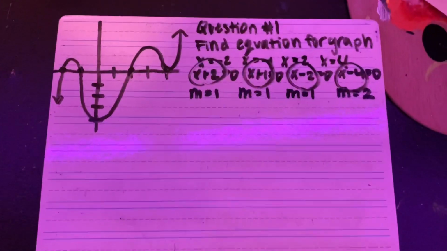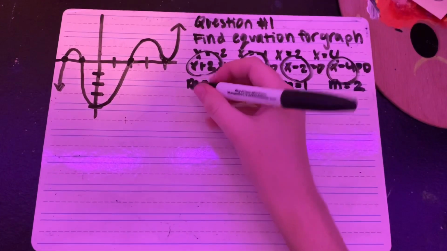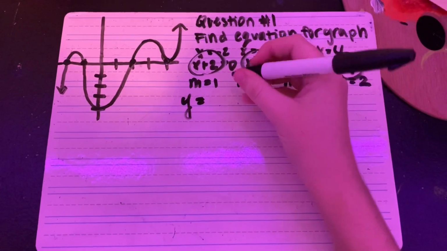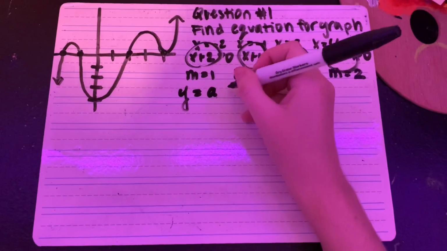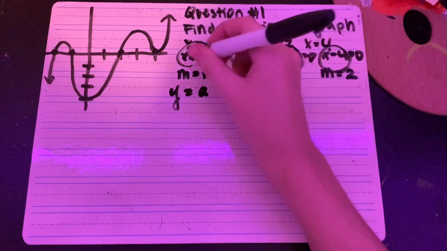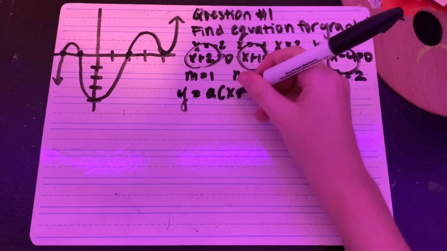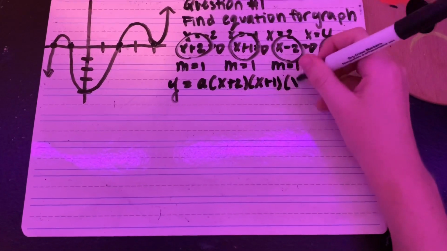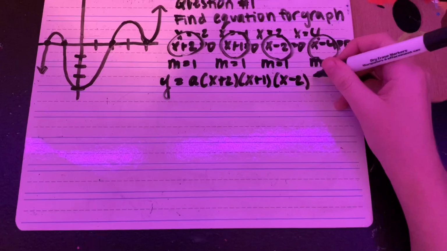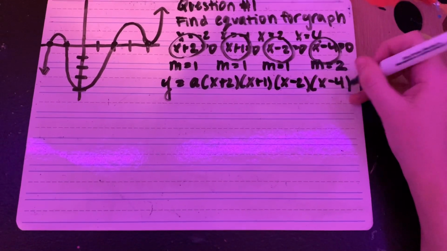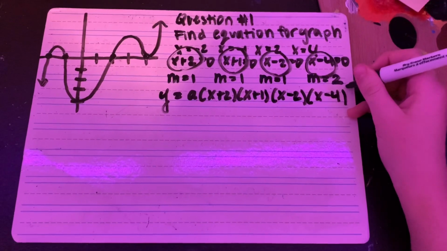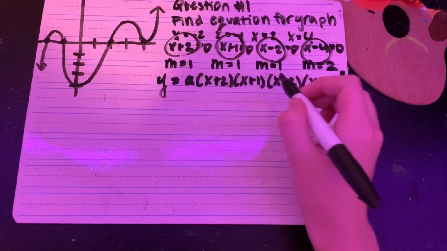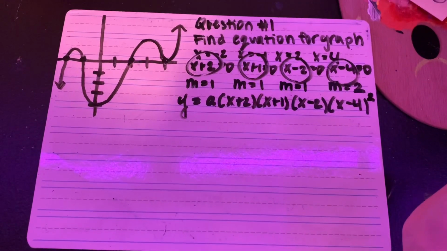So using all of this information, you have to put it into an equation. To start that off, you just put y equals, and then just any variable. So I'm going to use a because we don't know the leading coefficient. And then we take these factors: x plus 2, x plus 1, x minus 2, and then x minus 4. Because that one has a multiplicity of 2, I'm going to square that one. Because all of these ones have multiplicities of 1, they all just stay multiplied by 1. There's no change in that.